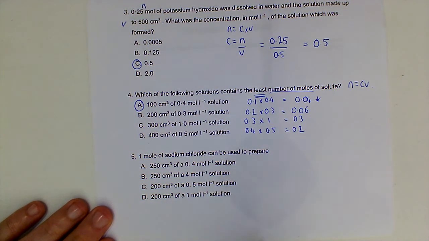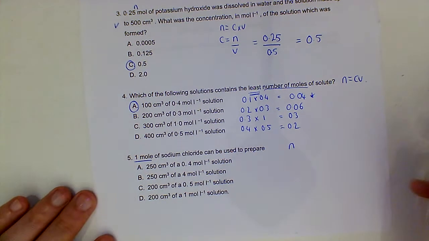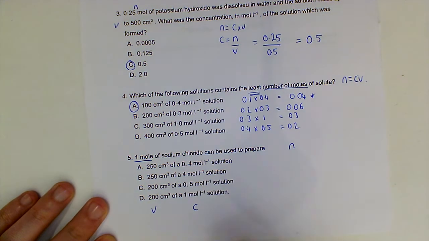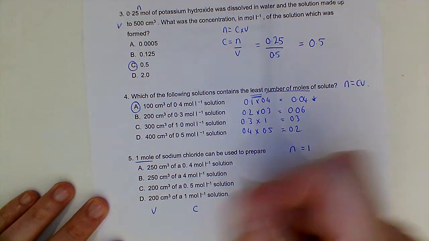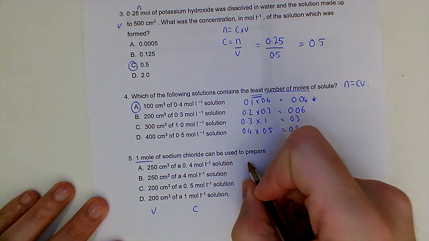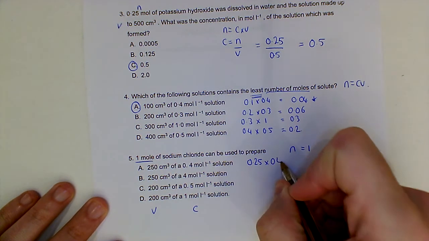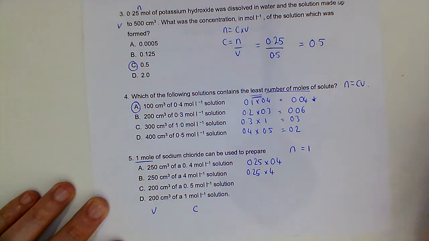So this time, that 1 mole is n, and here we have got a volume, all of these are a V, and all of these are a C. So we're trying to see all of our n equals C times V and find the one that gives us n equals 1. Okay? So again, it's going to be n equals CV. So that's 0.25, because remember, it's a volume in centimetres cubed. Divide by 1,000 to turn it into litres, multiplied by 0.4. Then the next one is 0.25 multiplied by 4.